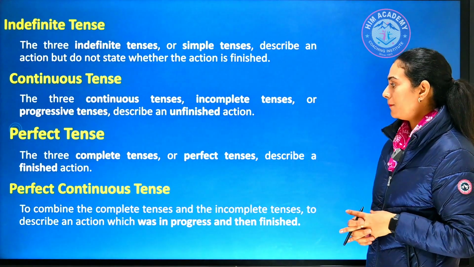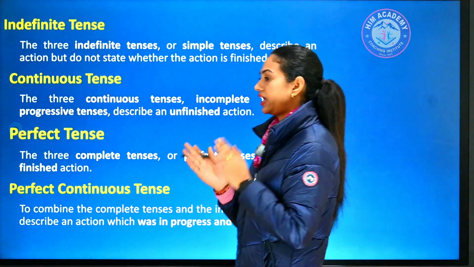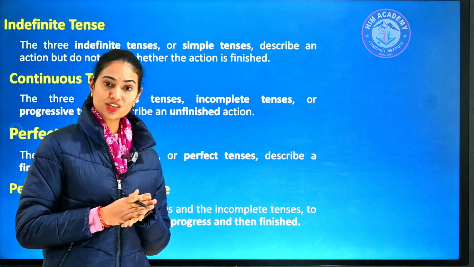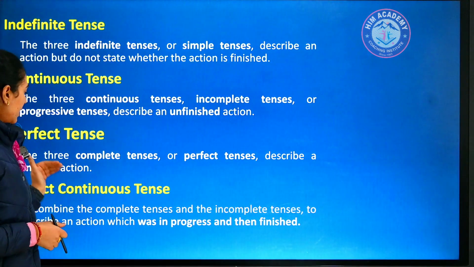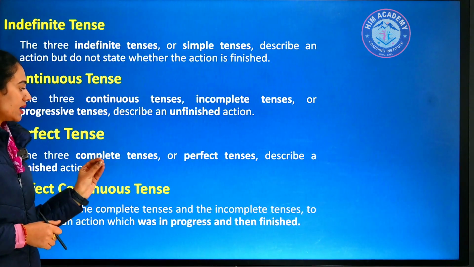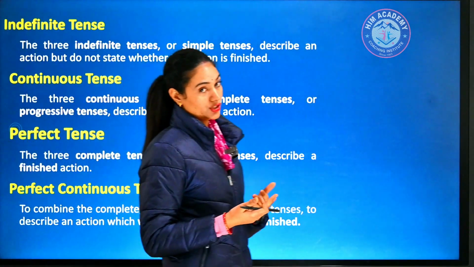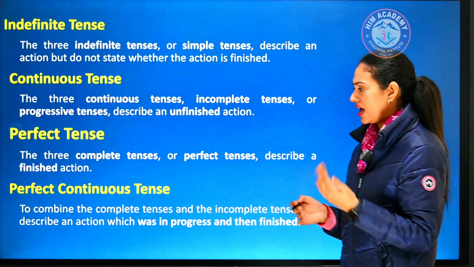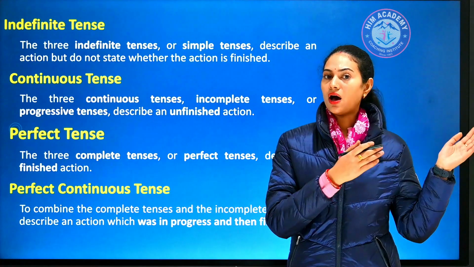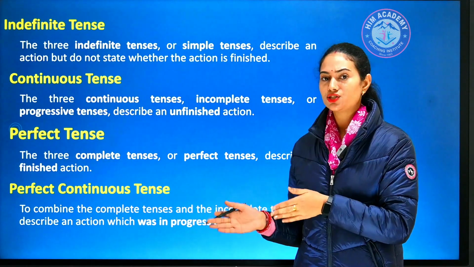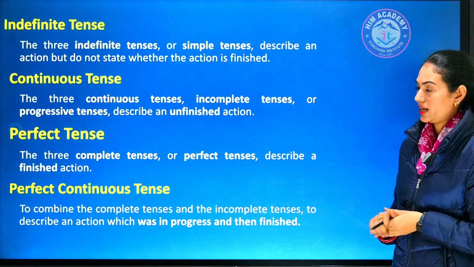Last, we have perfect continuous tense. Perfect continuous tense is a merging of both complete and progressive actions. In this tense, we describe an action which was in progress and then finished. For example, things that started in the past, are continuing in the present, and finish at some point. So we put it in perfect continuous tense.